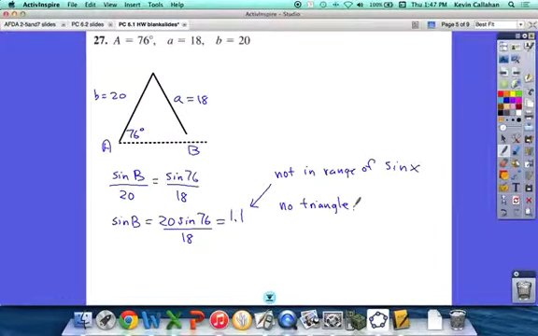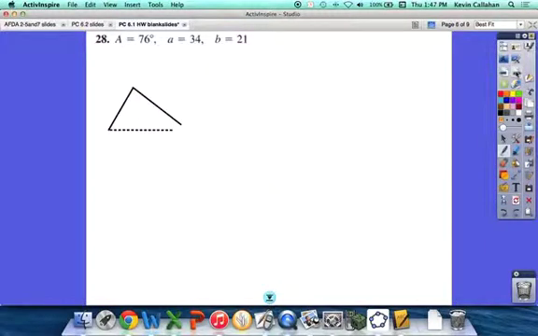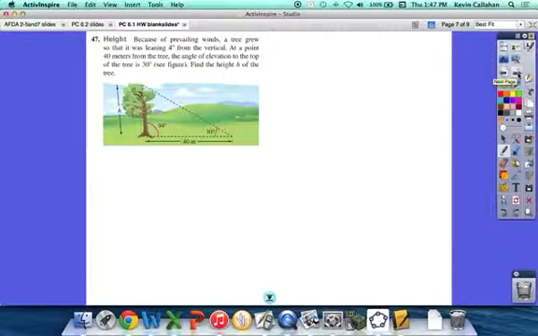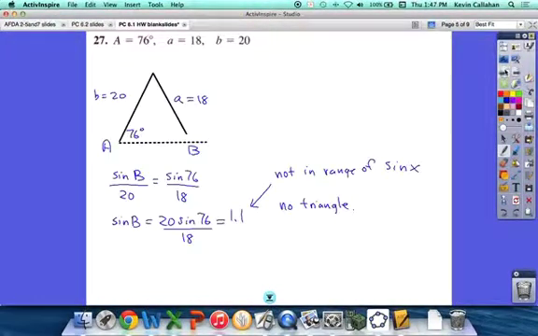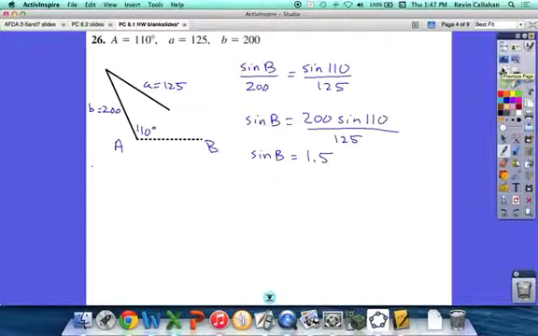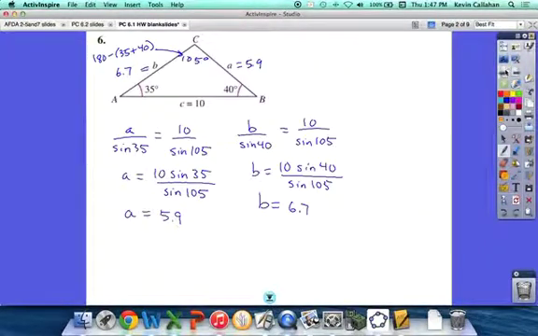76, 18, 20. So I set up the sine of B over 20, sine 76 over A. So that was all right. So maybe it's the next one, which was the two solutions. No, it's not. Well, I think that's kind of a mistake on my part because I really thought we were going to have one that had two solutions.